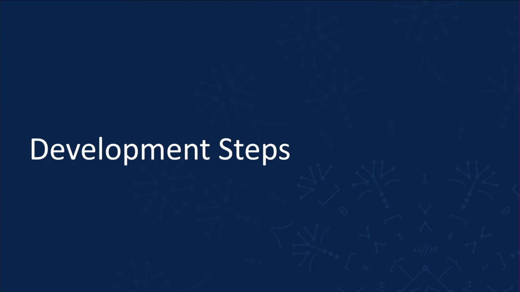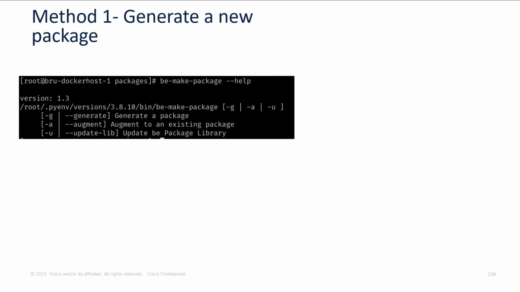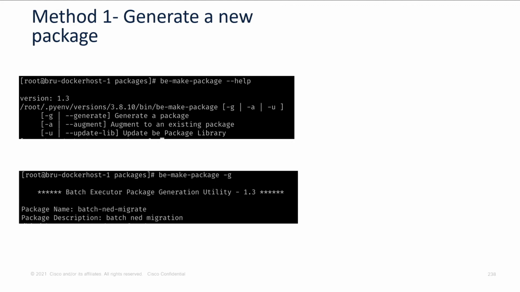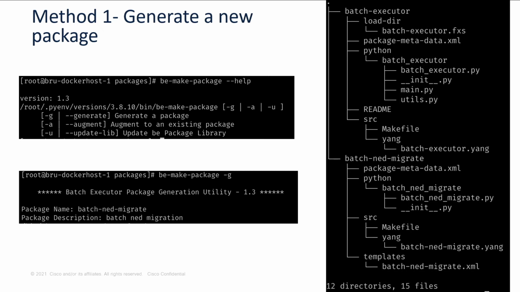All right, how do you go about developing this? So the first method is by generating a new package. How? You can run this command, ncs-make-package with -g, which will then prompt you to enter these details, the package name and the description. This will be used to generate Yang and also update the package metadata. And this is how it looks. The one on the right side top is the back end, where all the intelligence resides. This is your custom code, depending on your requirement.